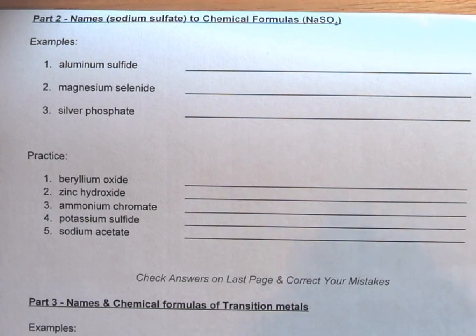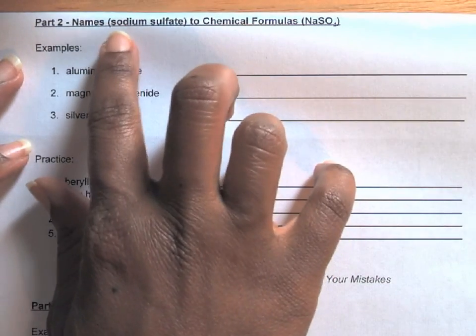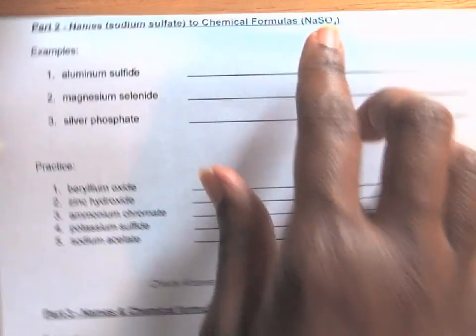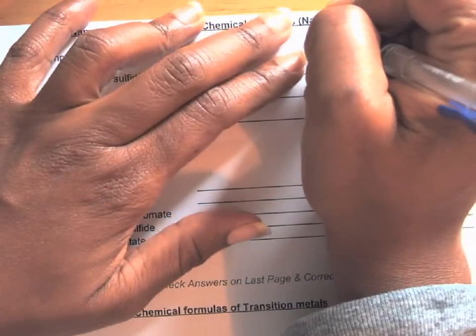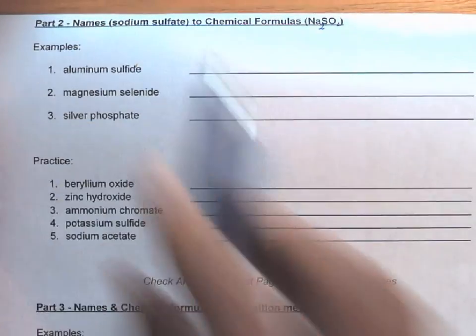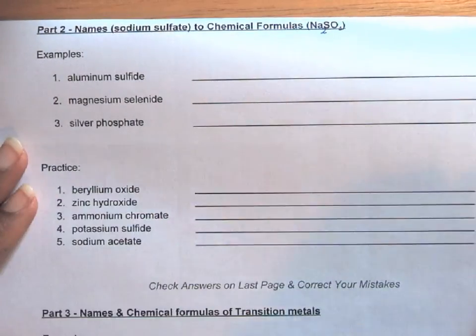Okay, welcome to the video for writing the chemical formulas of ionic compounds when you're given the name. For example, if you're starting off with sodium sulfate, could you write the chemical formula? And by the way, I'm going to make a correction here. This is the correct chemical formula for sodium sulfate. Okay, so what do we need to do for that?